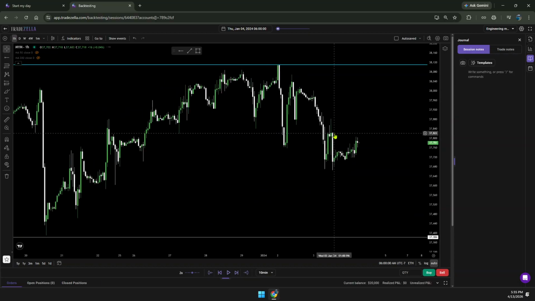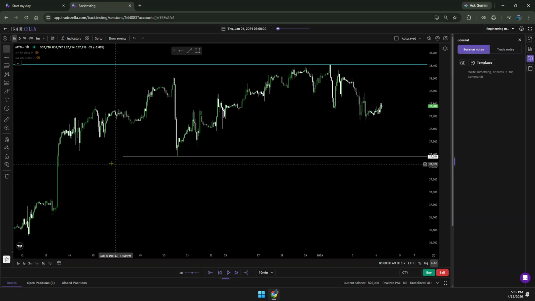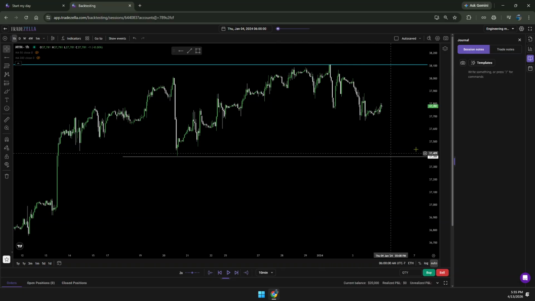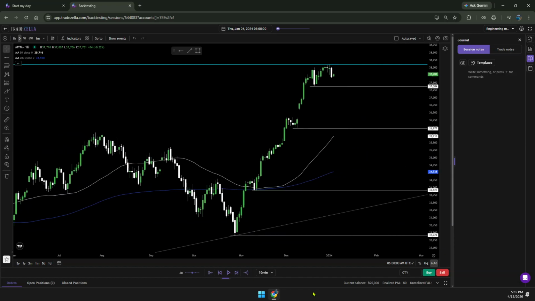So see, I don't mark up the 1 hour for my trend lines and all that. I don't mark up the 1 hour. I'm playing off the daily levels. And right now, I'm not seeing anything. But this is how I trade. This is my system. This is my edge, you know.